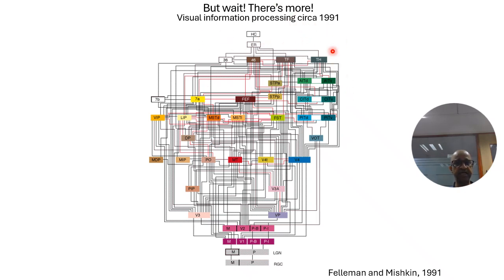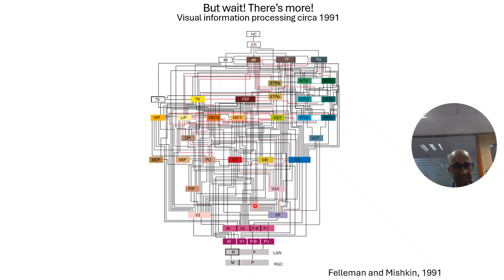Around 1991, Feldman and Mishkin reported on the order of, I forget the number of areas, but dozens of different parts of the brain that are involved in visual information processing. Now people have identified hundreds of areas. Some of these areas have subregions that do different functions, and people have demonstrated newer areas that are involved in visual information processing.